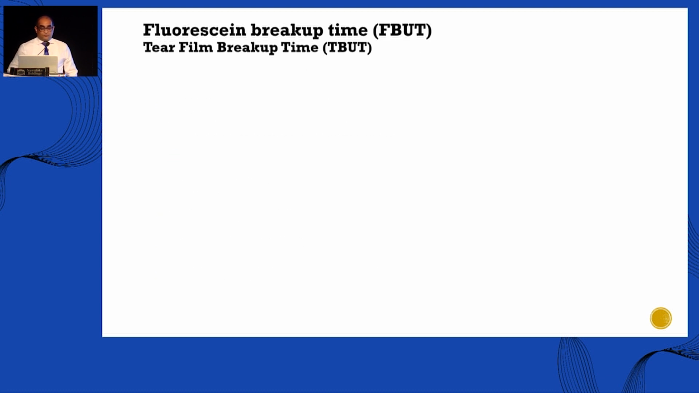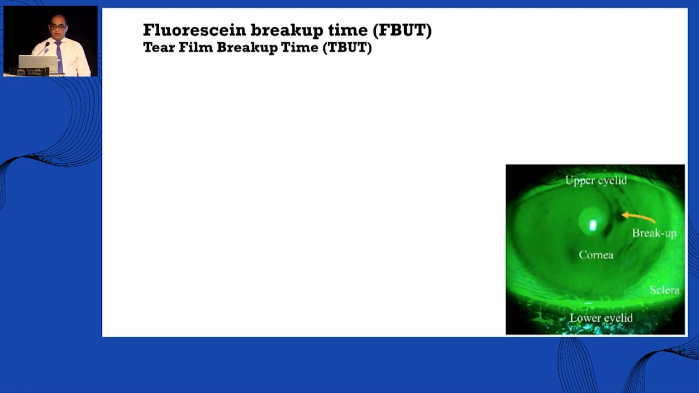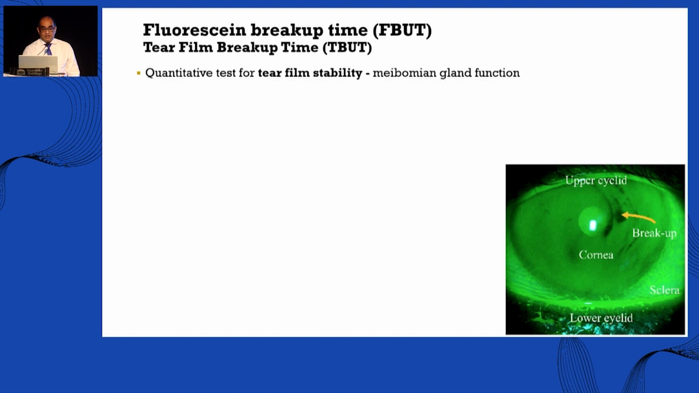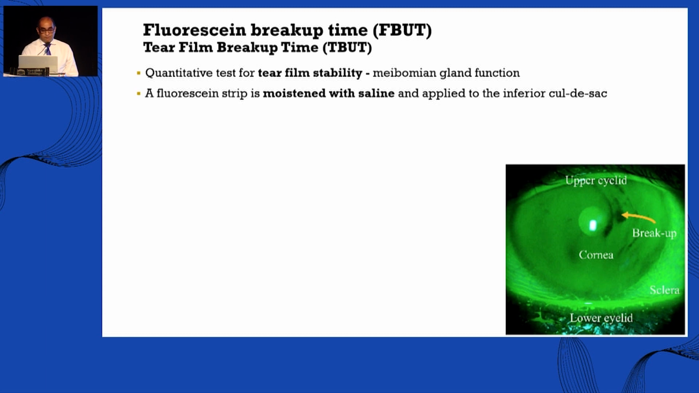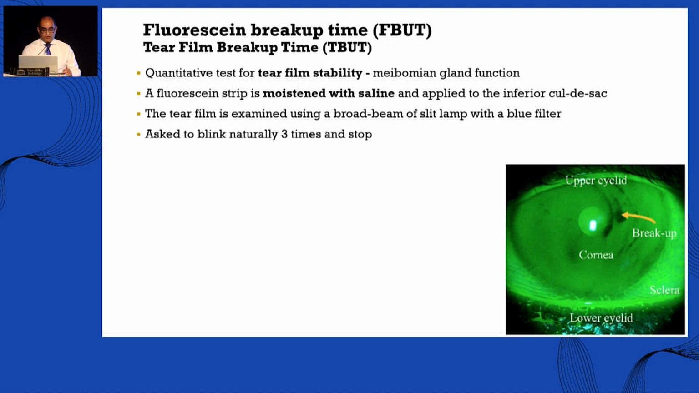When we consider the fluorescein breakup time or tear film breakup time, it's a quantitative test of tear film stability, which is basically also about the meibomian gland function. Use a fluorescein strip which is moistened with saline. That's why I want to highlight, not with local anesthetic, it's moistened with saline. And then the tear film is examined using a broad beam slit lamp with a cobalt blue filter. We have to ask the patient to blink 3 times before we start the test. That is the standard.